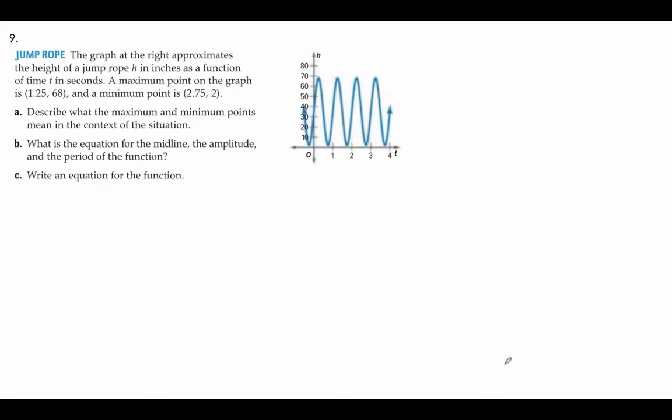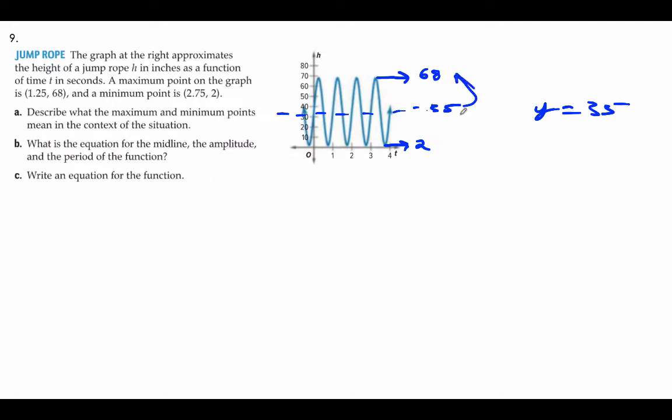Okay, word problem. I imagine everybody got this one done. Words here say the graph at the right approximates the height. This is the height of a jump rope in inches. The maximum point on the graph is 68. That's very important. You get that by reading. Reading. Don't leave home without it. The minimum is 2. Halfway in between 68 and 2. Add them together, divide by 2. 35. 35 is the midline. The midline, y equals 35.